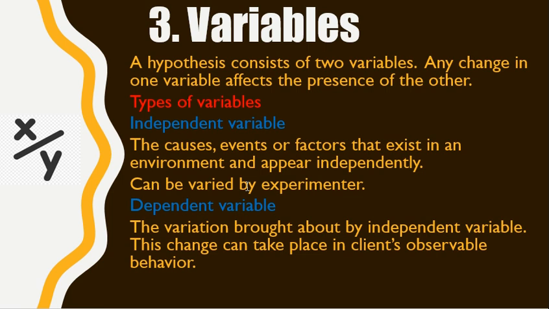For example, the voltage of a light bulb. Hard work is a cause which produces success. Illness can be an independent variable, it is a cause, and so on. Okay. Dependent variable, the variation brought about by the independent variable. This change can take place in the client's observable behavior. Dependent variable is the effect, independent variable is the cause.